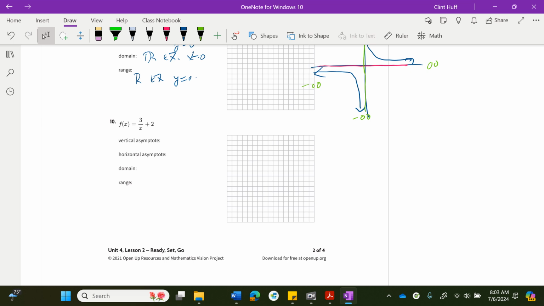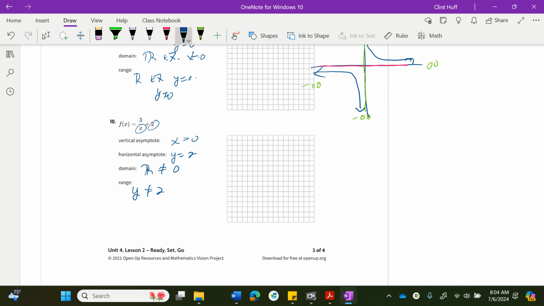All right, the next one, number 3, my vertical asymptote is again x equals 0. I'm getting that from this guy right here. My horizontal asymptote is y equals 2. I'm getting that from here. My domain is going to be all reals not equal to 0, because I got a vertical asymptote of 0, and my range is going to be, I can do this as y not equal to 2. Because up here, y cannot equal 0.